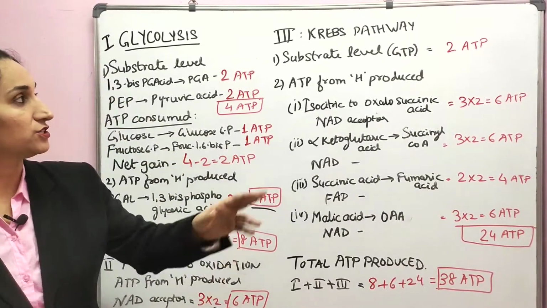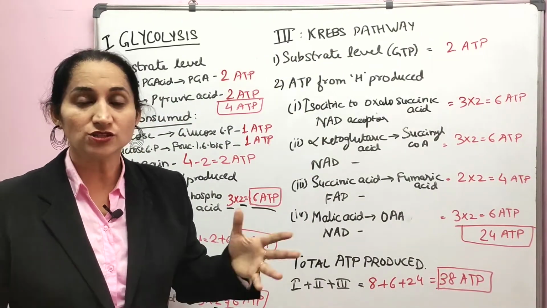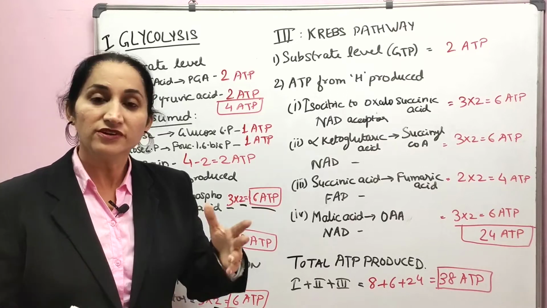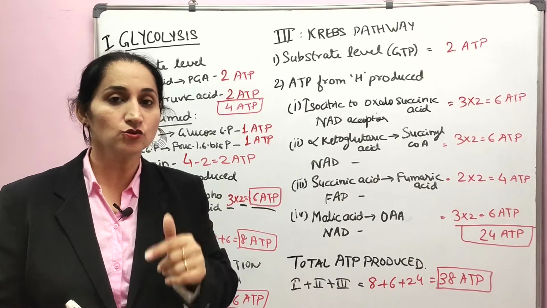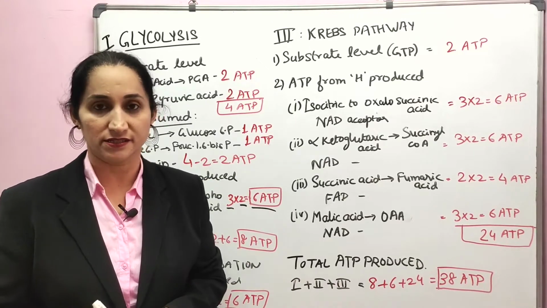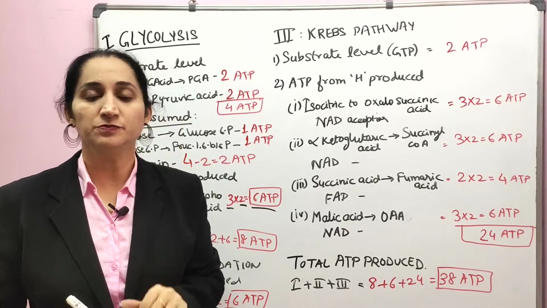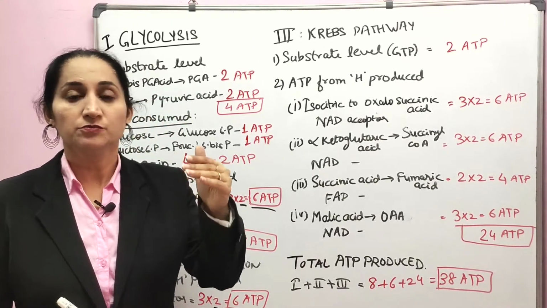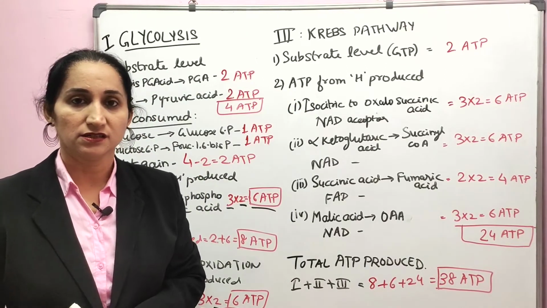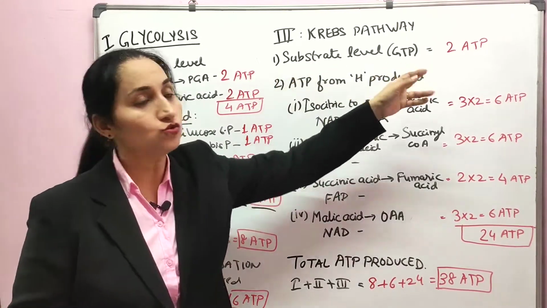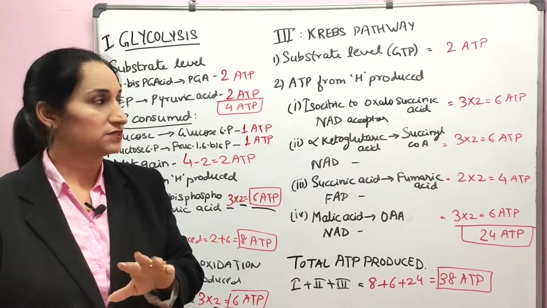Now the last stage, the Krebs citric acid cycle or Krebs pathway, where a large number of ATPs were produced. If we consider substrate level phosphorylation, then during conversion of succinyl coenzyme A to succinic acid, there was formation of 2 molecules of GTP, and GTP provided its phosphate to ADP to form ATPs immediately. So at that time 2 ATPs were produced, 2 GTPs forming 2 ATPs.